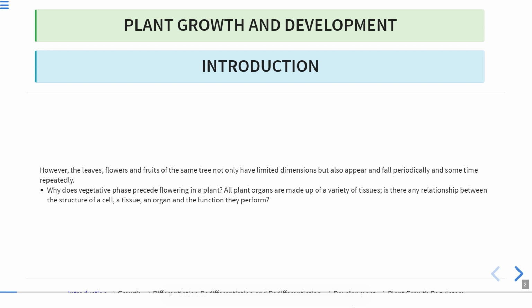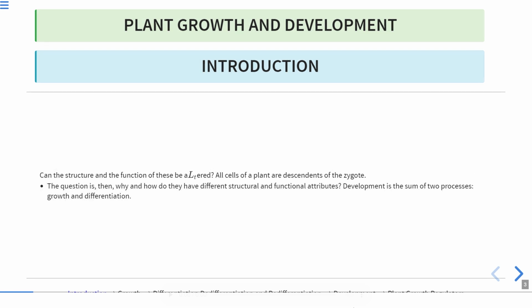There are certain types of cells that are found only in the leaves. There are certain types of cells that are formed only in the stem. And there are certain types of cells that you see only in roots. So all these cells do not function individually. They unite and form tissue. And this tissue performs a particular function, right? So can the structure and the function of these be altered? Altered means, can you change the structure and the function?